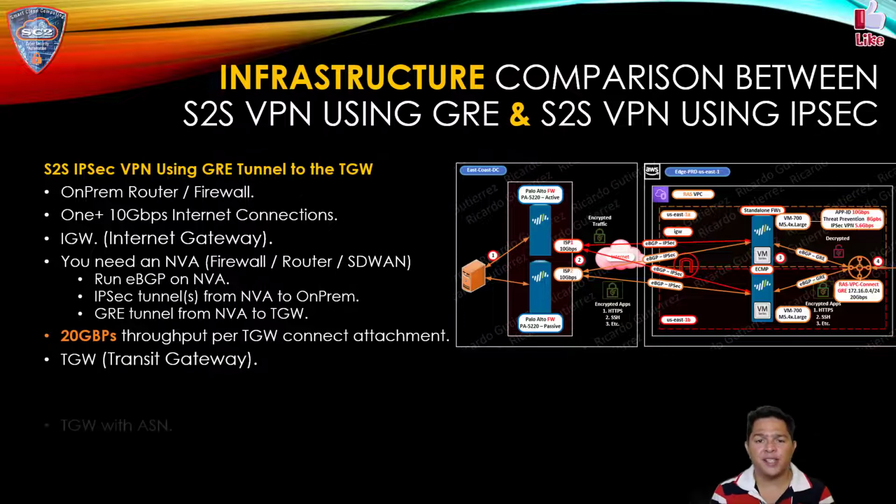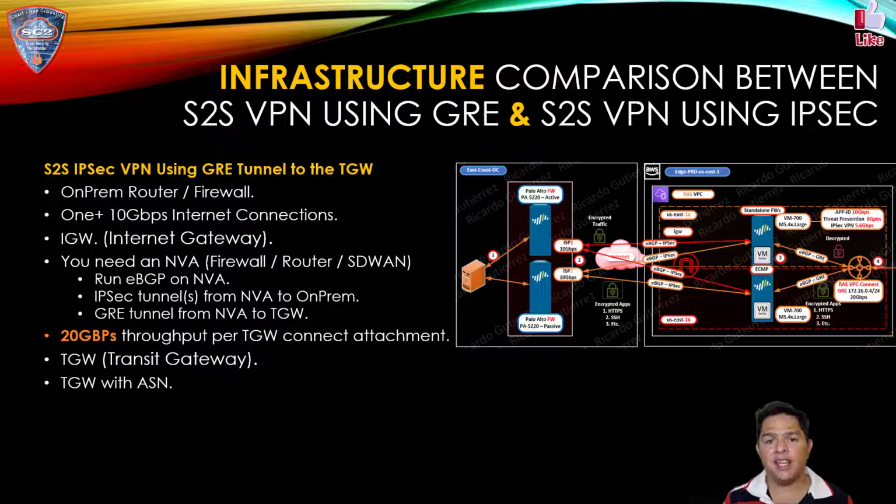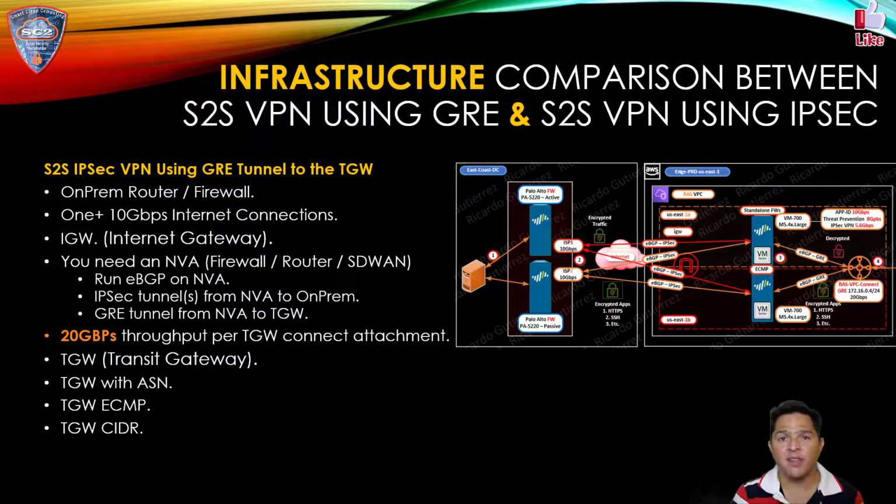You will need a transit gateway. You will need a BGP ASN on the transit gateway. You will need to enable ECMP on the transit gateway. You will need a CIDR on the transit gateway. This is in order for the virtual appliance to build a GRE tunnel to the transit gateway via a specific IP address.